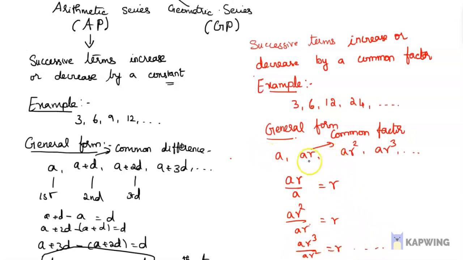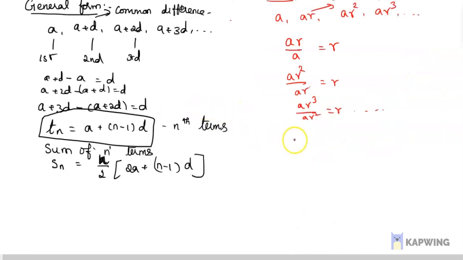So if we divide, that is, find the ratio between the successive terms, we will get the same number. So here we can call it the common factor or common ratio. And here also we can find the nth term. The nth term of a geometric progression, Tn, is a r power (n minus 1). This is called the nth term. So the nth term we can find by using this formula, and then the sum of n terms of a geometric series.